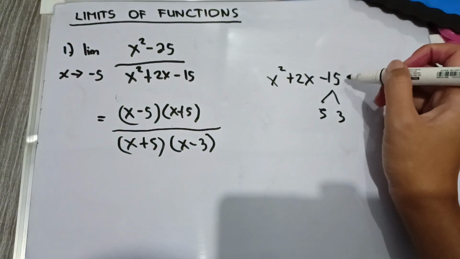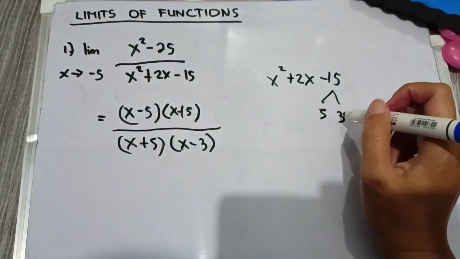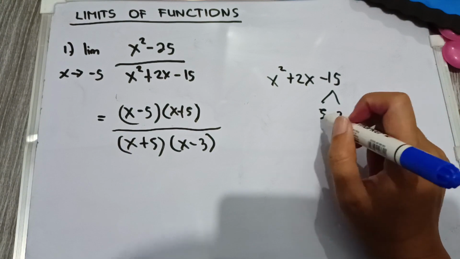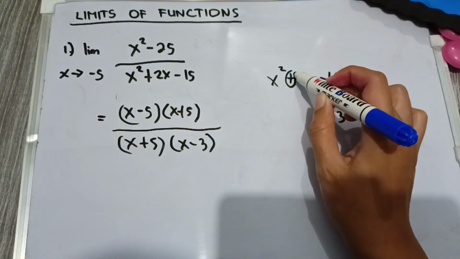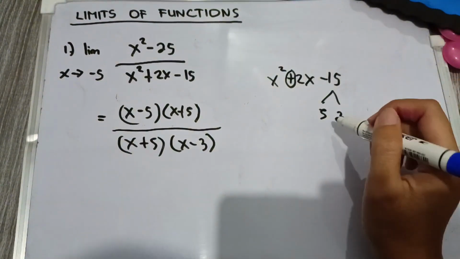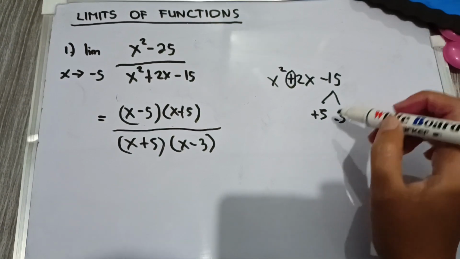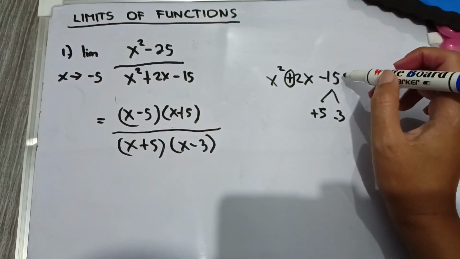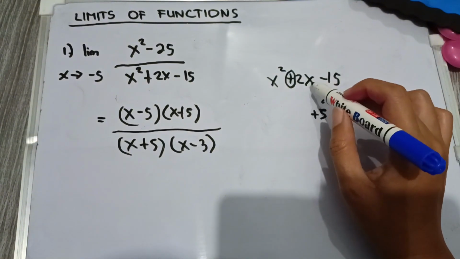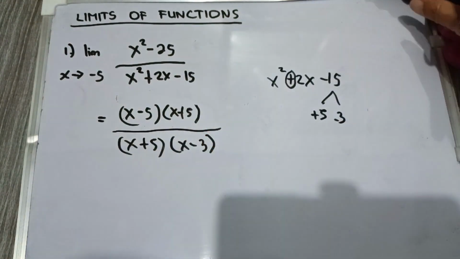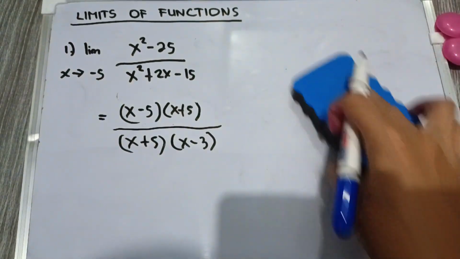5 times 3 is 15, but since this is negative, we need a negative sign on one of these. To know which number should get the negative, we should see to it that the sum of the numbers is equal to the middle coefficient. So this is 5 and negative 3. 5 times negative 3 is negative 15, and 5 plus negative 3 is positive 2. So our factors for this polynomial are right.